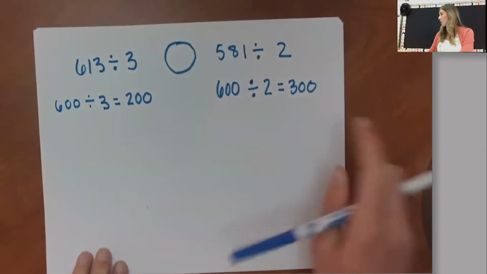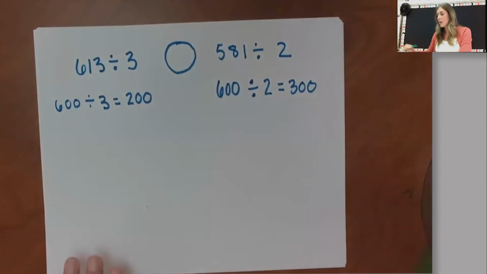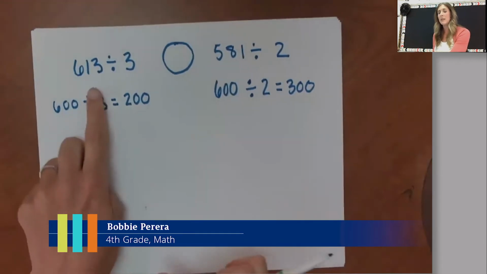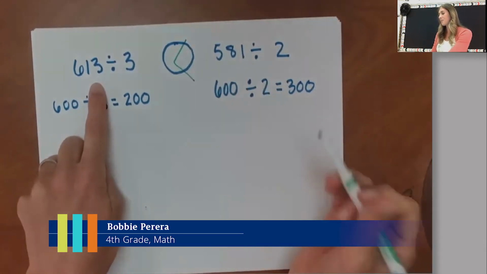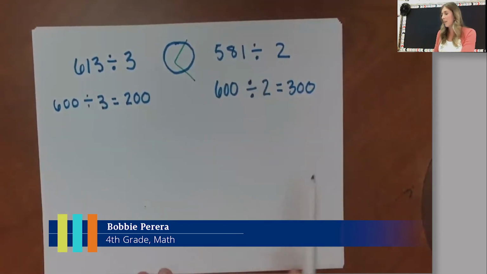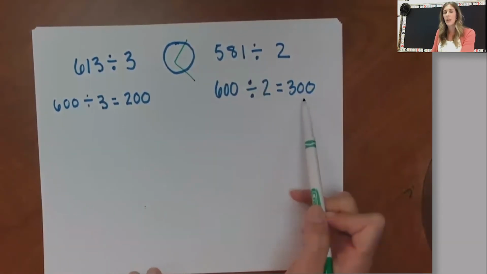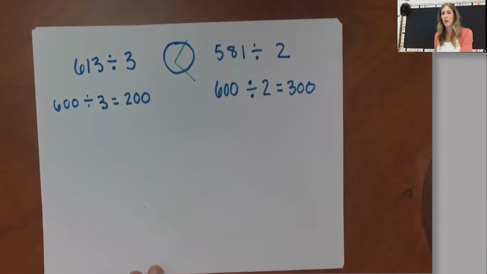Now that we've got a good estimate, we can go back and fill in our original inequality, what is less than, greater than, or equal to. So since 600 divided by 3 is 200, that means 613 divided by 3 is less than 581 divided by 2 because our estimated quotient here was 300.